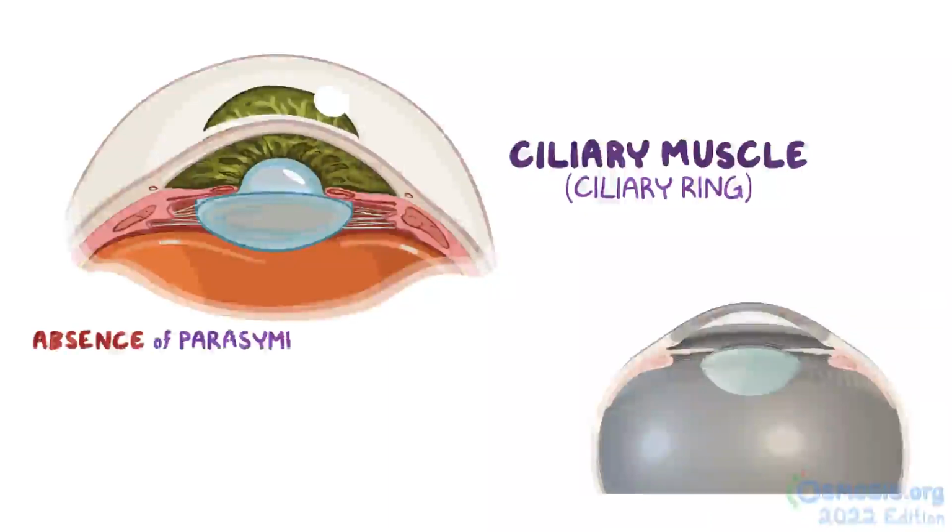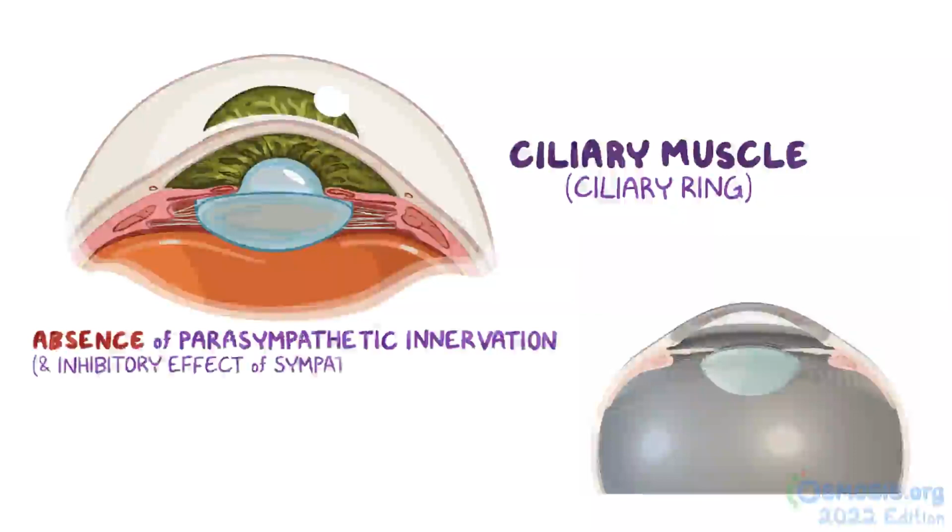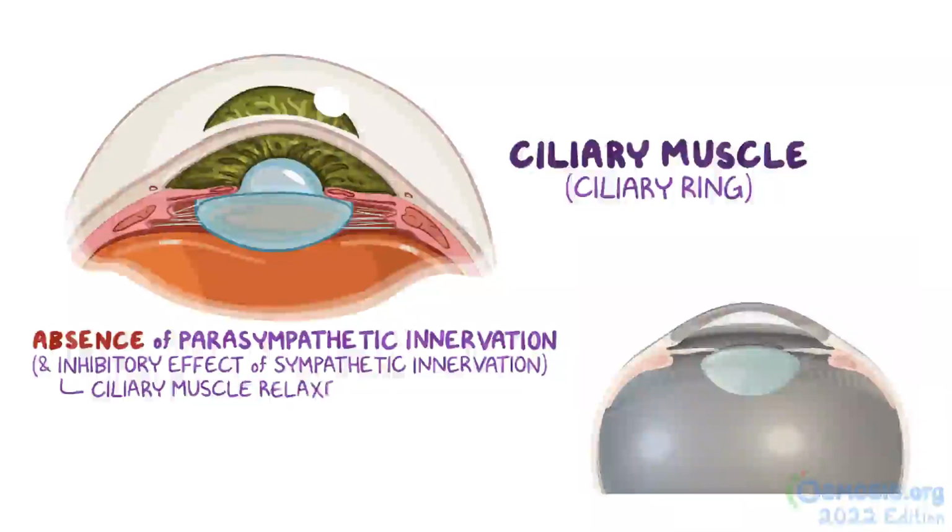The absence of parasympathetic stimulation, as well as a potential inhibitory effect due to sympathetic innervation, causes the ciliary muscle to relax, increasing the diameter of the ciliary body, which tenses the suspensory ligament so as to pull the lens in each direction. This results in thinning of the lens, which allows for more distant objects to come into focus.